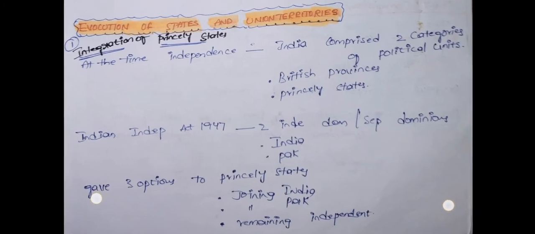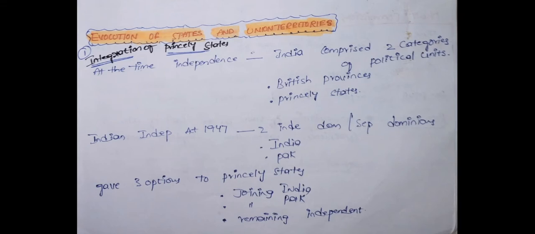In the Indian Independence Act 1947, it created two independent dominions, India and Pakistan. The British government gave three options to princely states: either join India, or join Pakistan, or remain independent. A total of 552 princely states were there in India at the time of independence. Sardar Vallabhbhai Patel played a major role in integrating those princely states into the Union of India.